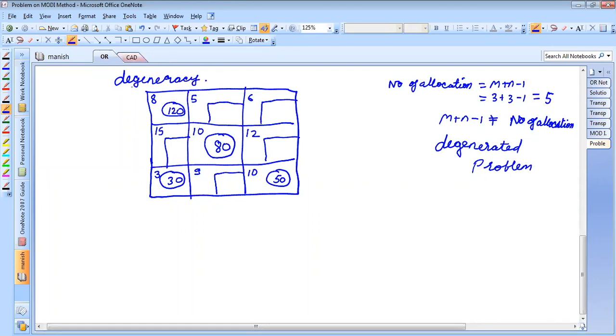What is degeneracy? The number of allocations which we got after calculating, when they are not equal to the value of m plus n minus 1, at such a time we call the situation degeneracy. Okay, good. So let me ask somebody else.